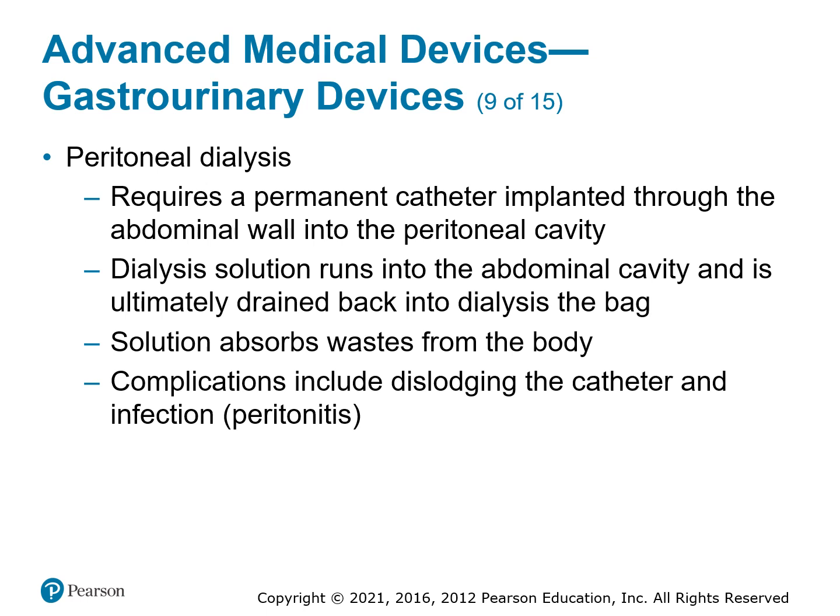Peritoneal dialysis, we are seeing more of this. It requires a permanent catheter implanted through the abdominal wall into the peritoneal cavity. Dialysis solution runs into the abdominal cavity and is ultimately drained back into the dialysis bag. The solution absorbs waste from the body. Complications include dislodging the catheter and infection. And this is something that's done at home.